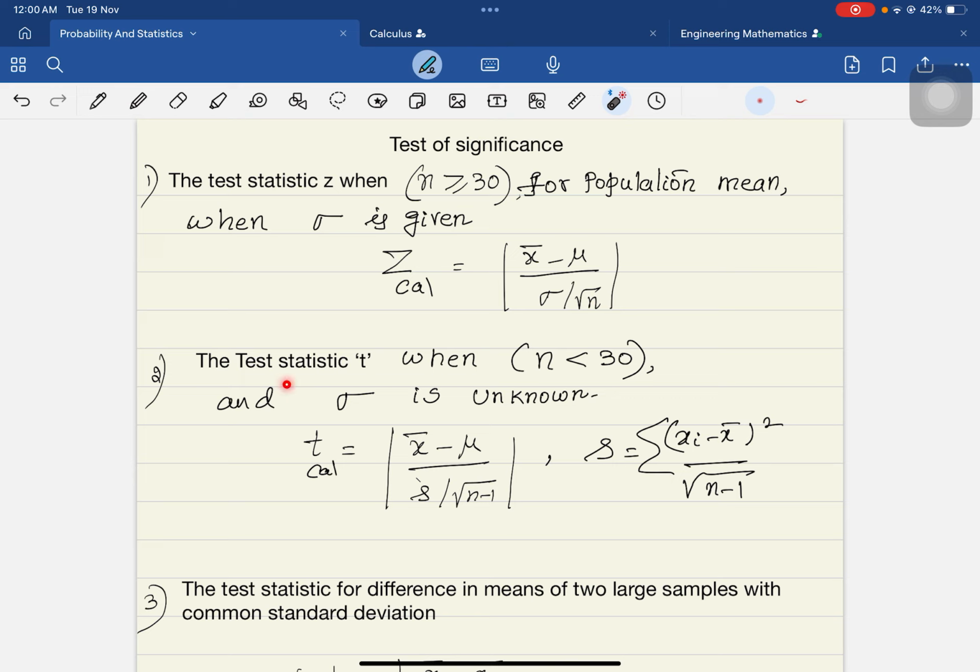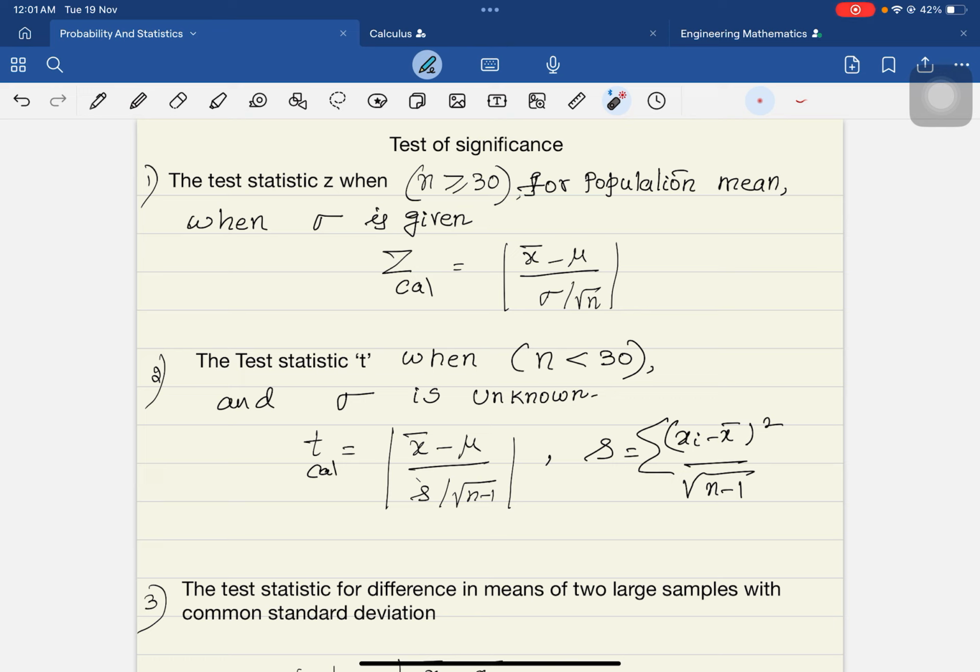Next is how to find out if sigma is unknown. Then for the test statistic, when n is less than 30, the sample size is less than 30, we use the t-test, which we call student's t-test. The calculated value under the t-test is again the difference between the sample mean and the population mean over, in the place of sigma, s. That means s is the sample standard deviation, over square root of n minus 1. Whenever we consider a sample, we use square root of n minus 1.